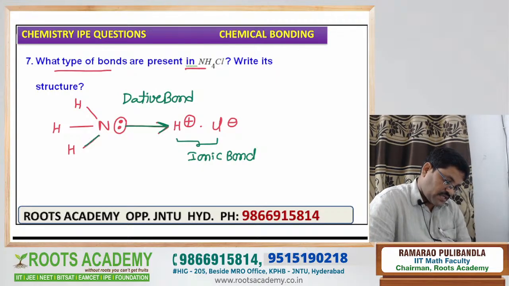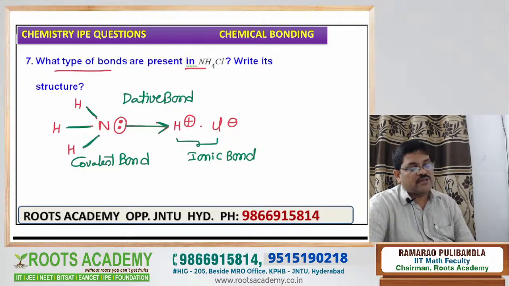Now this is called what? This N-H bond, a single bond, is always a sigma bond. The sigma bond is nothing but what? Sigma bond is nothing but a covalent bond. So this is the structure of ammonium chloride like this.